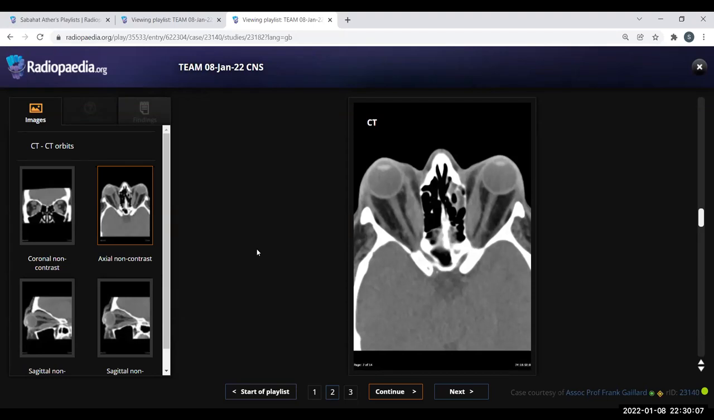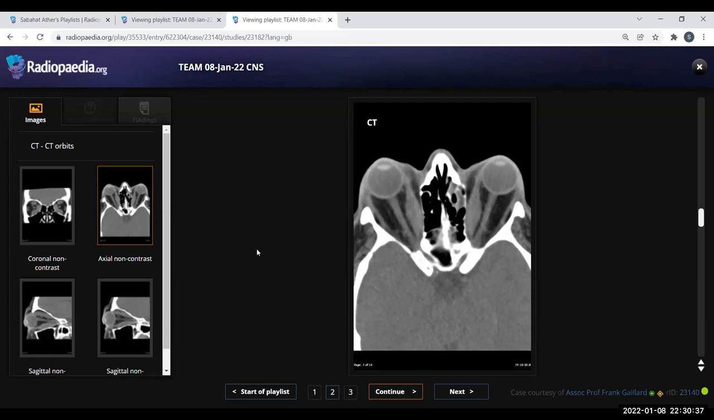The differential diagnosis here is pseudo orbital tumor, where it affects the tendon and the muscle, and it could be unilateral or bilateral asymmetrical. However, here it will be bilateral symmetrical involvement.